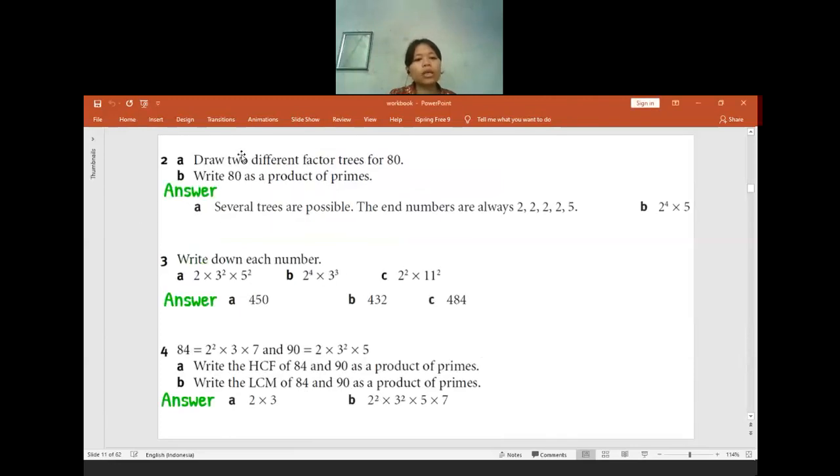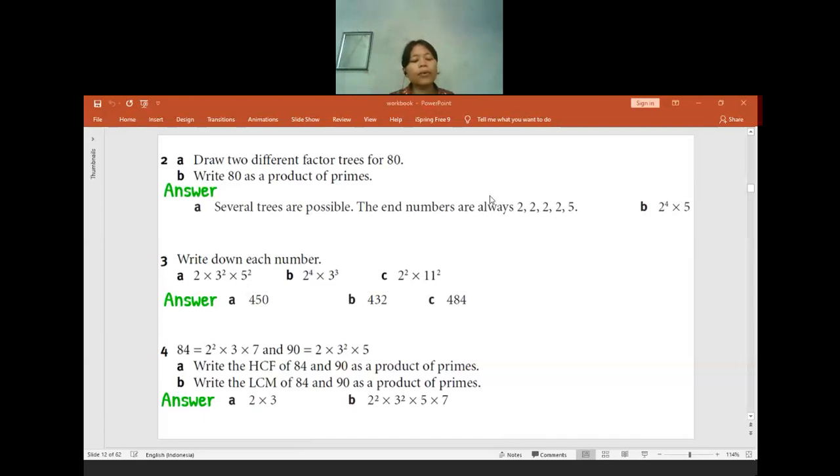At question 2, we have to draw different factor trees for 80. The answer will be up to you. For the 80, I can start with 8 times 10, and then break down the 8 and the 10. Or you can start with 2 times 40, so the 40 I need to break down again. Or you can start the 80 by 5 times 16, and you will break down again.